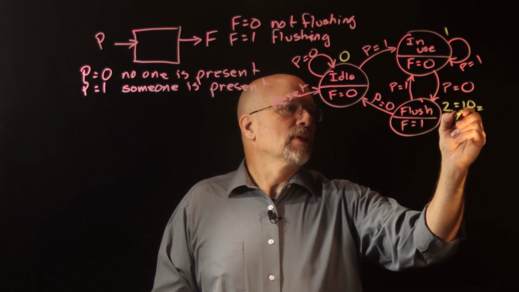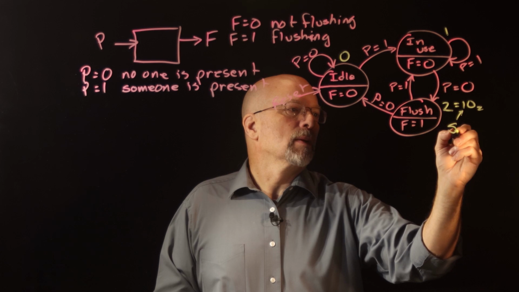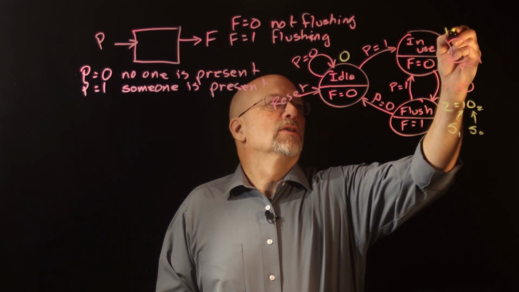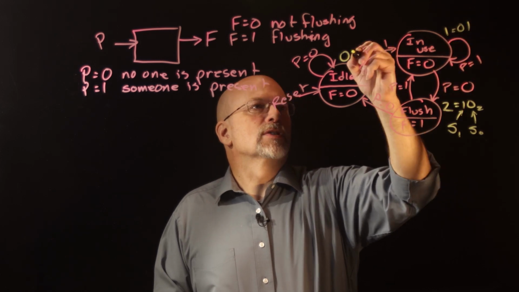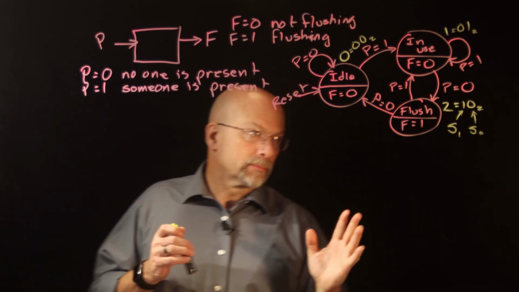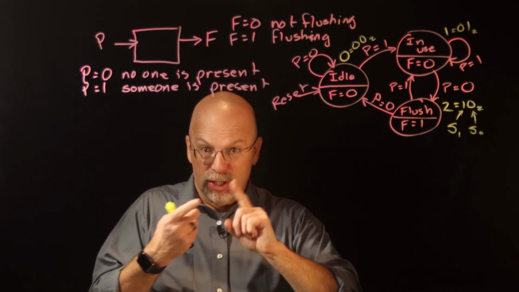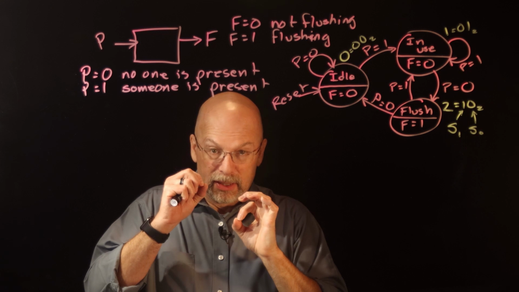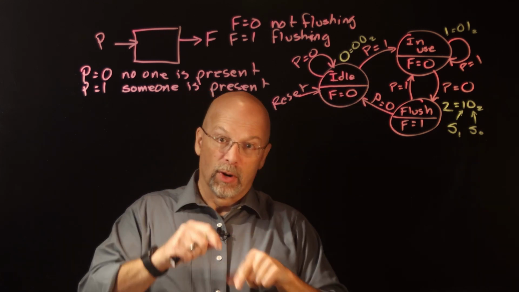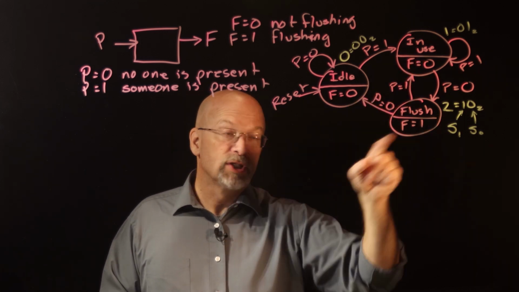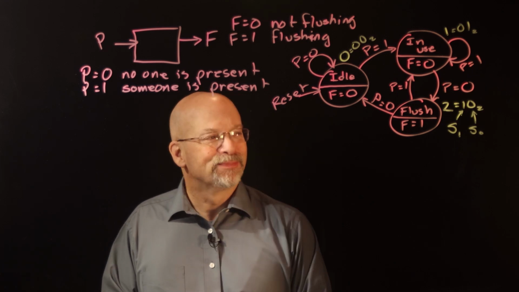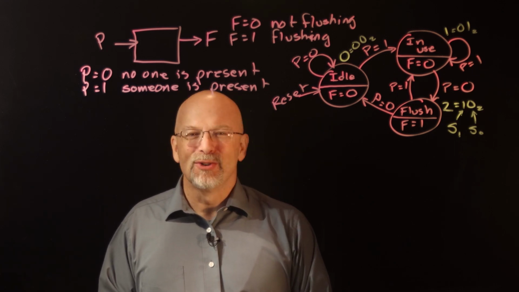And I'm going to label these like we have. The most significant one I'm going to make S1. The least significant one I'm going to make S0. So we'll convert the rest of these to binary, 2 bits. All right. Now, that means that a 0, 0 in the flip-flops for S1 and S0 says that we're in idle. A 0, 1 says we're in use. A 1, 0 says we're flushing. Okay. Now, the next step was to make our logic.